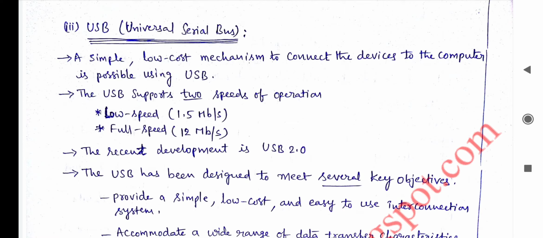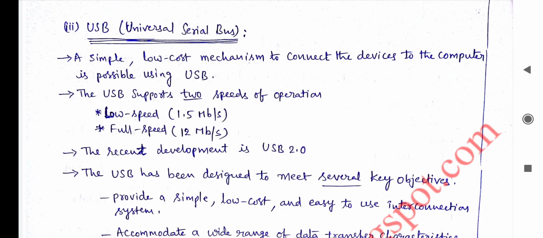The USB supports two speeds of operation, one low speed and the second one is high speed. Low speed is nothing but 1.5 Mbps, megabits per second. The low speed transmission of USB is 1.5 Mbps, and high speed or full speed is 12 Mbps, 12 megabits per second. These are the speeds of USB. The recent development is USB 2.0.